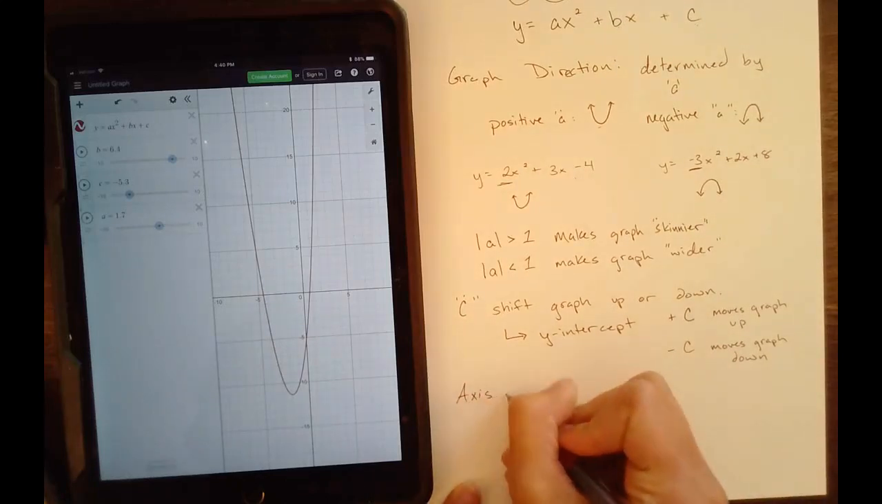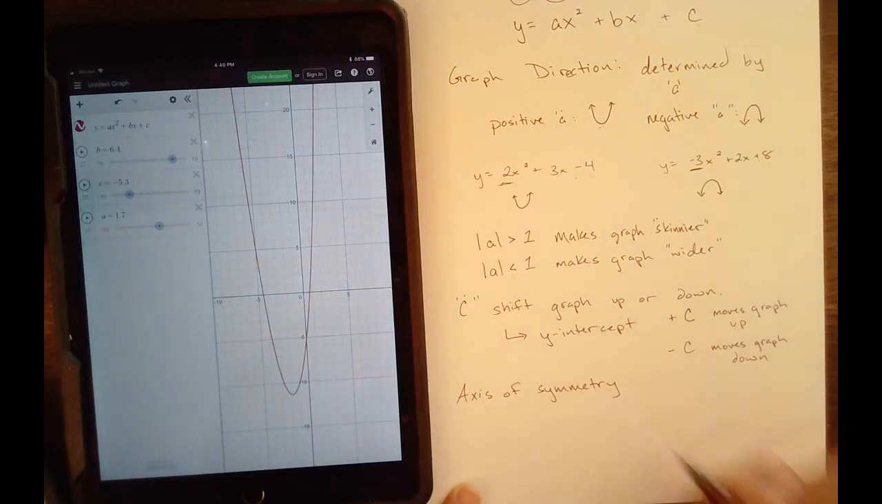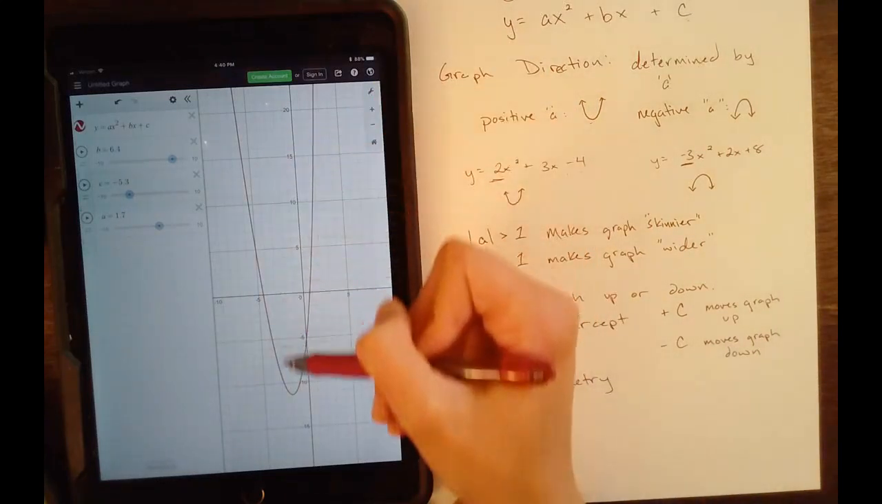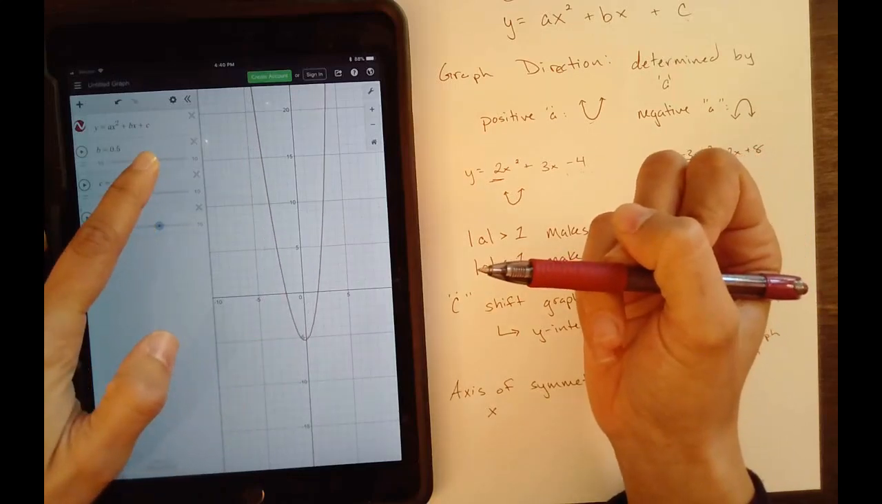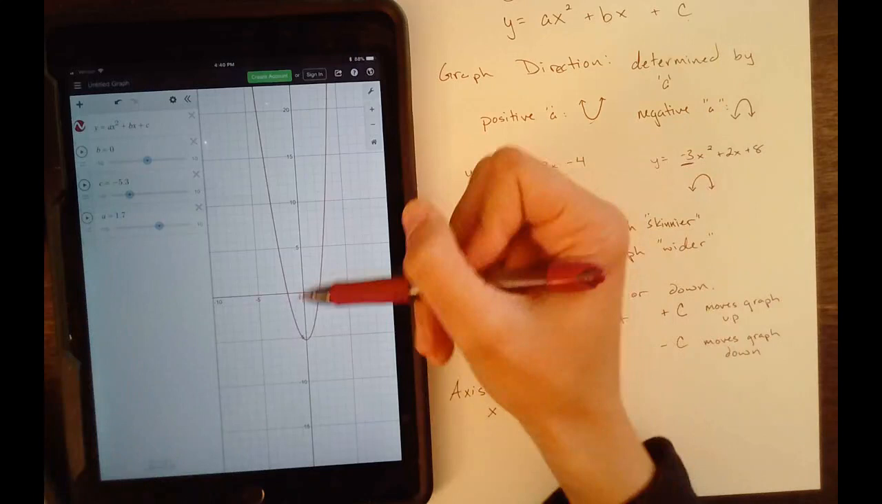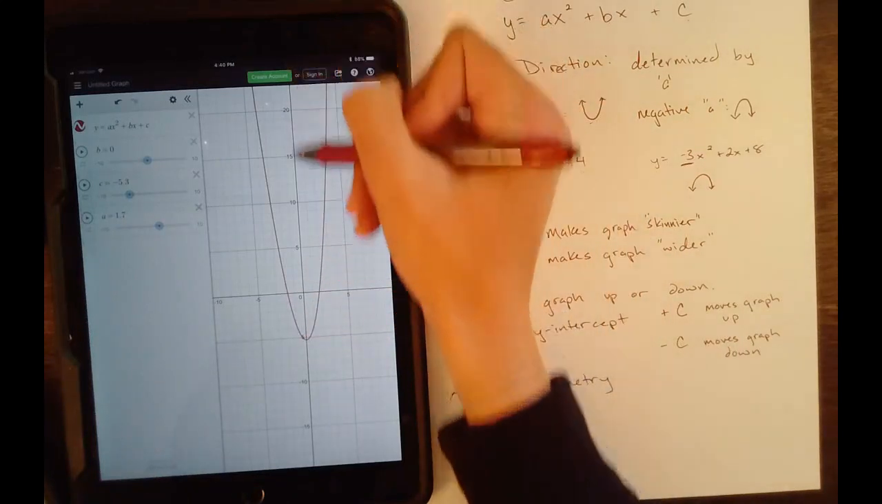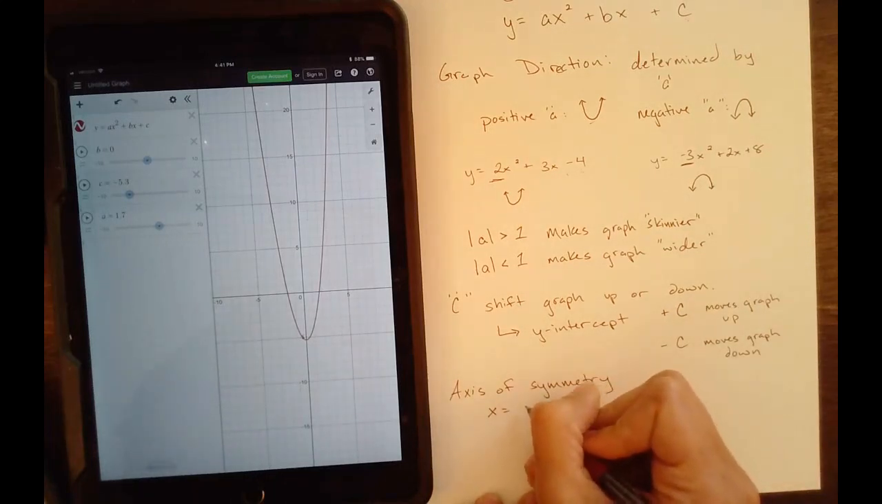And it's a line that goes right through the middle, right? So when B was 0, we were right here in the middle, so this y-axis is our axis of symmetry, but it's still a line that's going vertical up and down. So remember, whenever we talk about a line that's vertical, the equation of that is always x equals. And how we find that is by doing -b over 2a. So our axis of symmetry is always going to be -b over 2a.